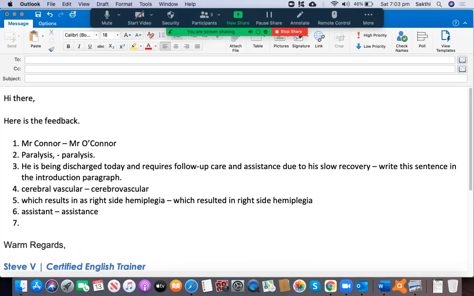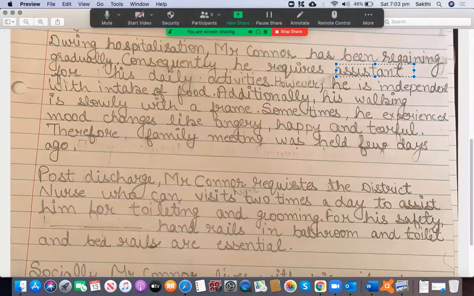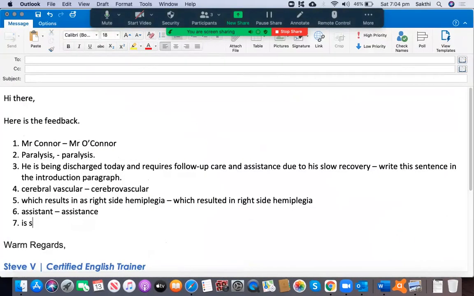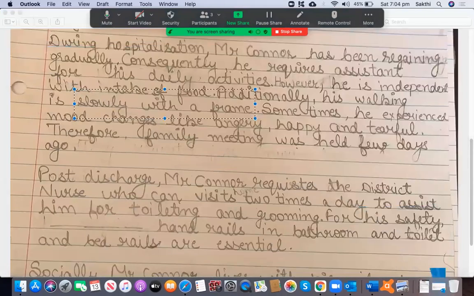All right, okay, good. Let's go to the next one. He requires assistance for his daily living activities, that's okay. However, he is independent with the intake of food. That's okay. Additionally, his walking is slowly, okay? His walking is slowly with the frame, that's wrong. His walking is slow with the frame. Slowly, yes, slowly with the frame, that's wrong. Slow with the frame. He's slow with the frame. Okay, that's what you have to do. Right.